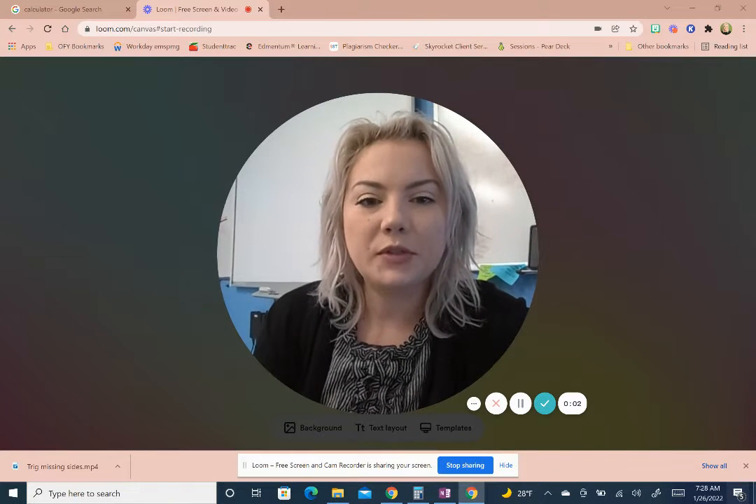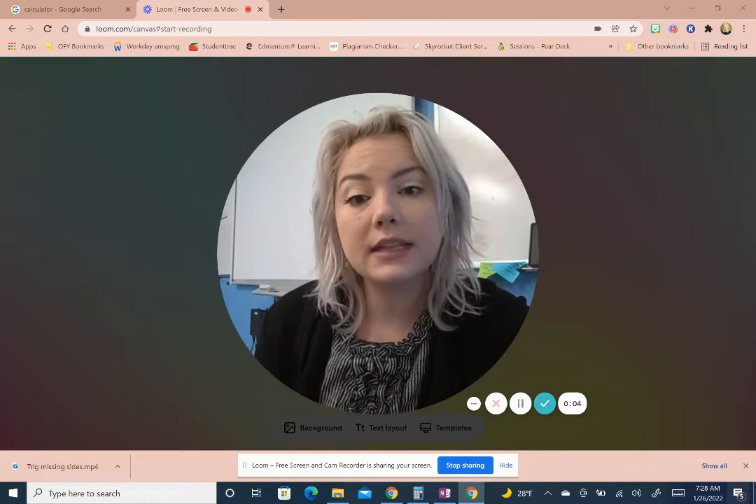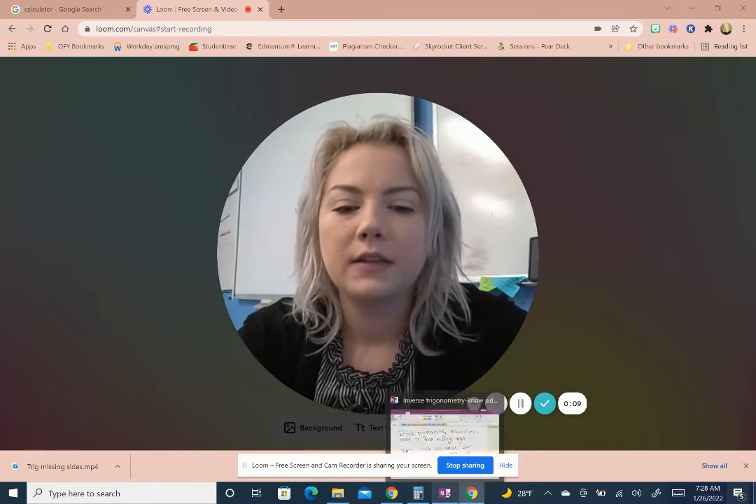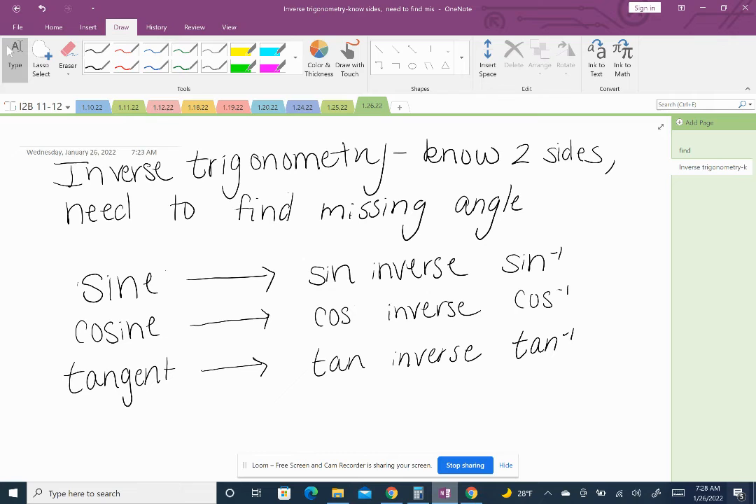Hi guys, so we've used trigonometry to find missing sides. So now we're going to try to find missing angles if we have two different sides. So the inverse trigonometry is when you know two sides and you need to find a missing angle.